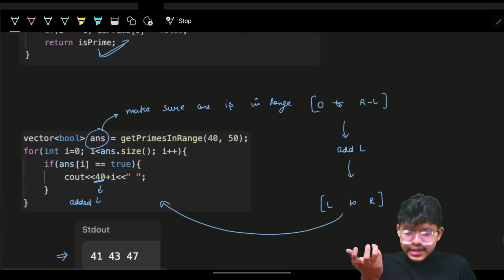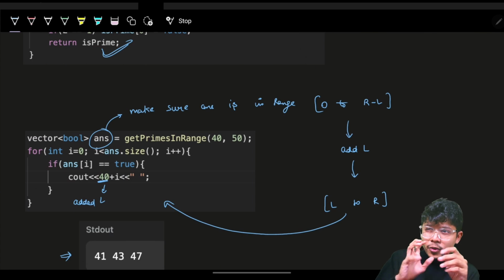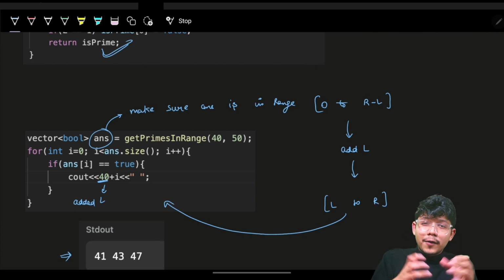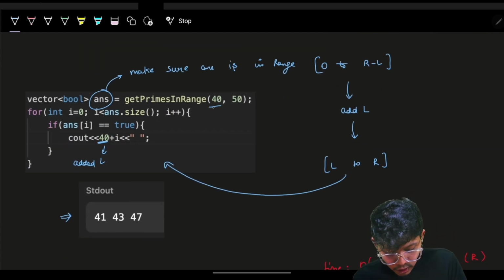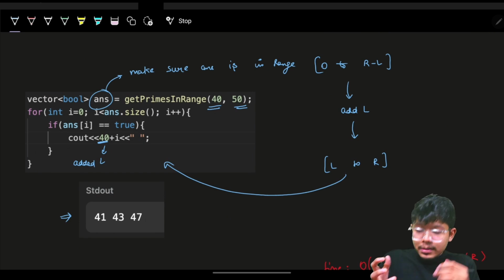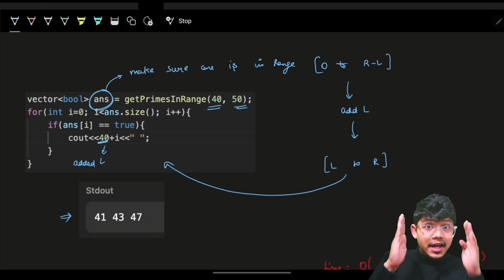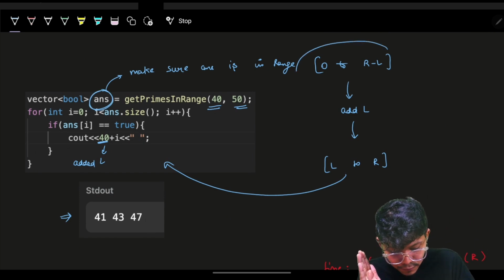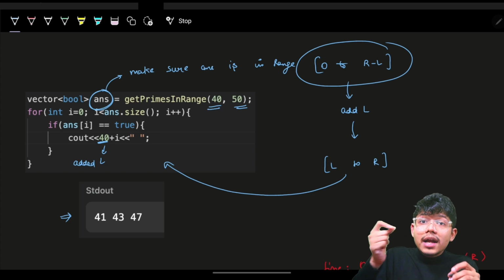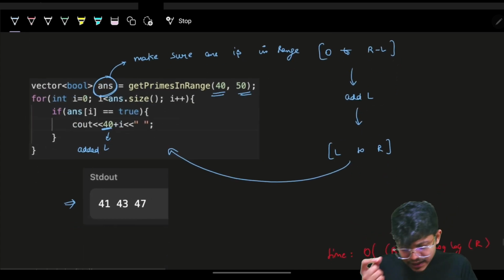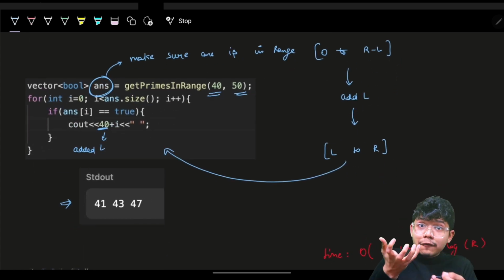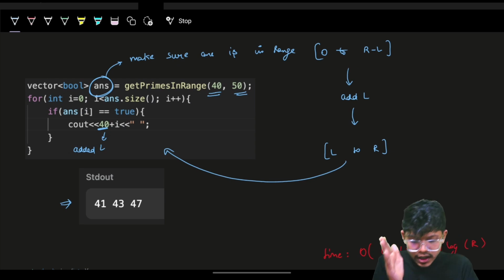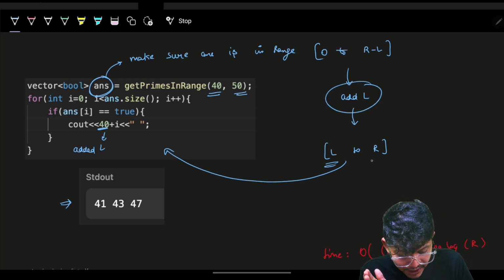So if I give you a dry run, an example of how this is actually called, you can simply call from 40 to 50, give me the prime numbers, and you'll get the answer. This answer array is again, remember, a range from 0 to R minus L, right? So I know if I have to get the answer from L to R, I simply add L. So I get the answer from L to R.